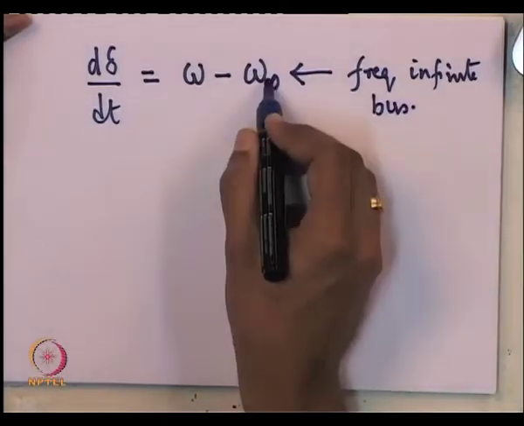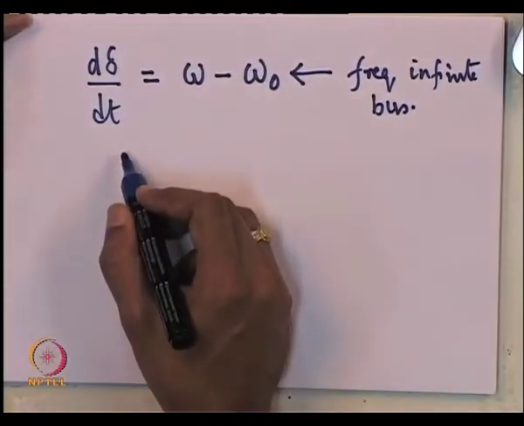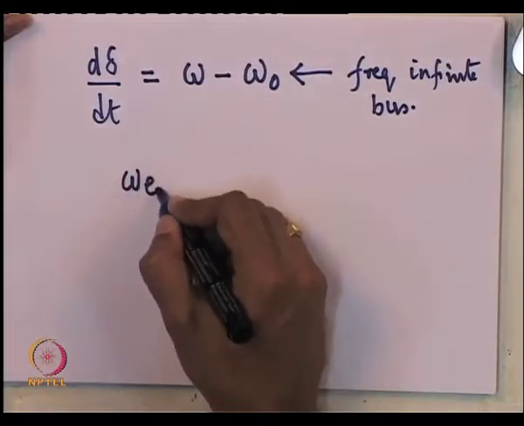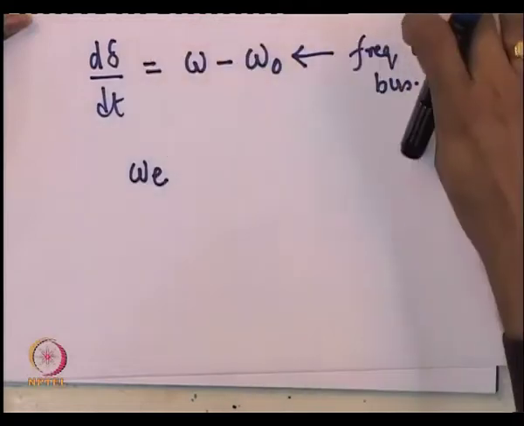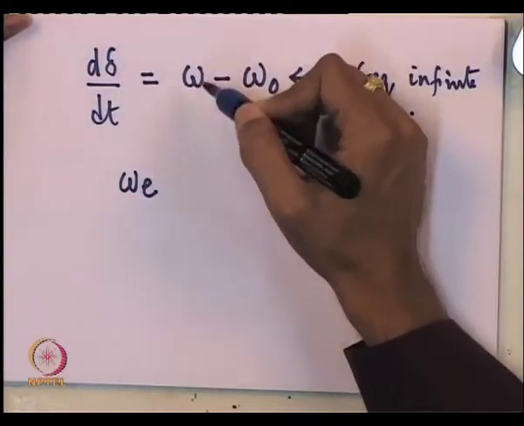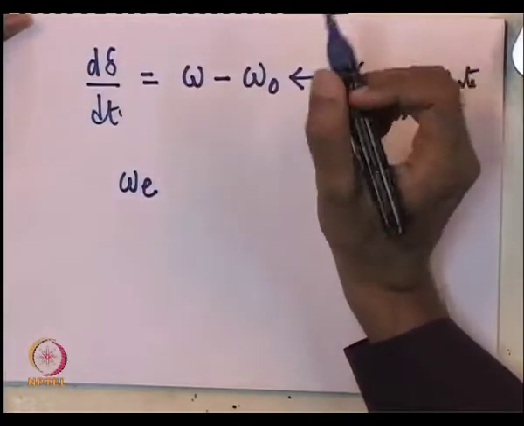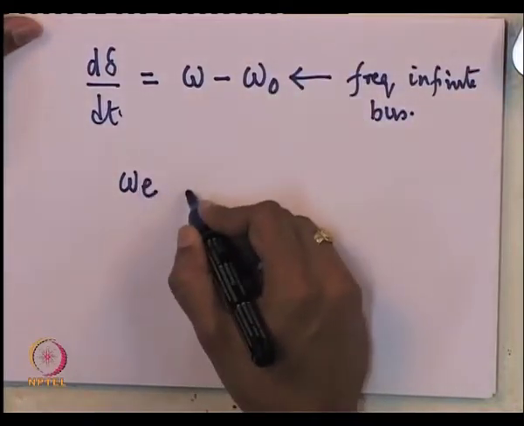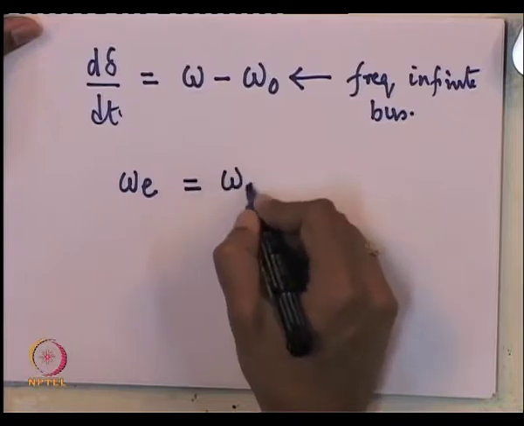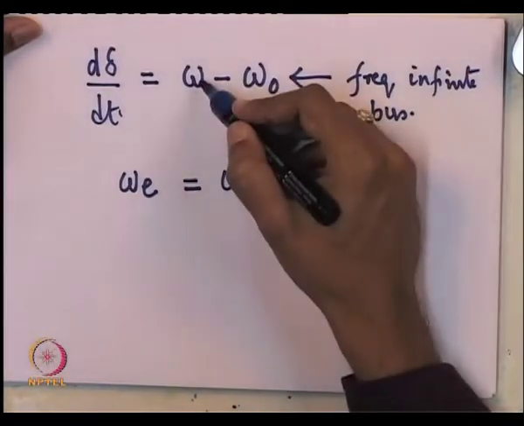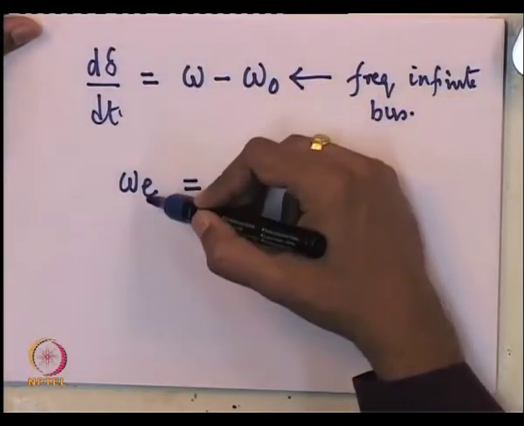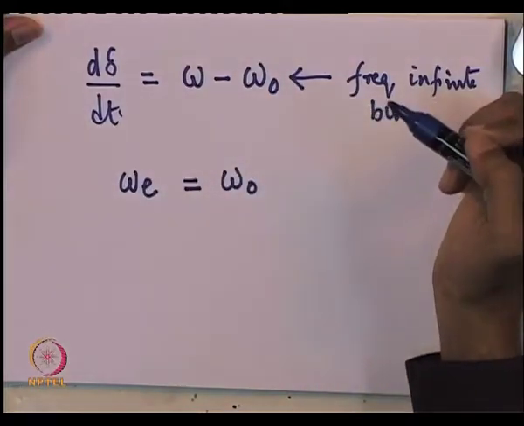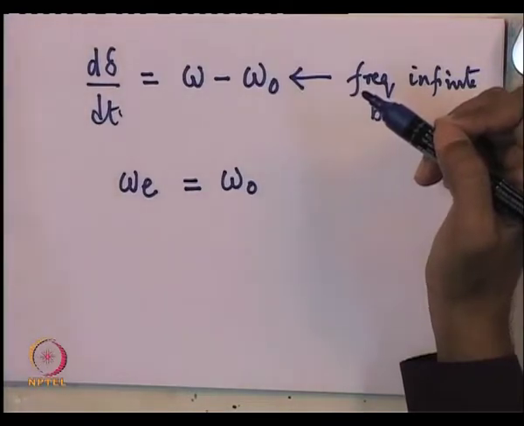Okay. So, if you look at the equilibrium speed of the machine, the equilibrium speed is omega e, and by definition, equilibria are the values of the states at which all the d by dt's become equal to 0. So, omega e should be equal to omega naught. The value of omega at equilibrium is omega e, equal to omega naught. These are essentially the equilibrium values of the states.